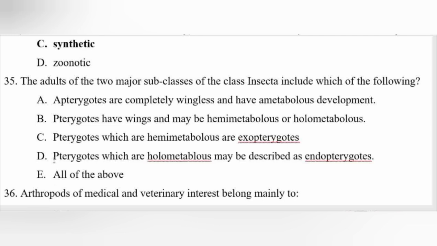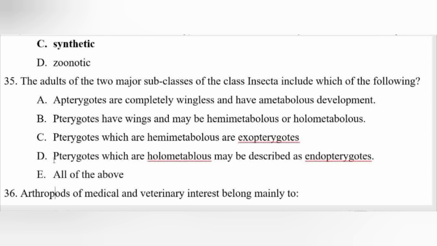Question number 35. The adults of the two major subclasses of the class Insecta include which of the following? So the adults, we are not talking about the larvae, pupae, and those stages. We are looking at the adults. The adults of the two major subclasses of the class Insecta include which of the following?